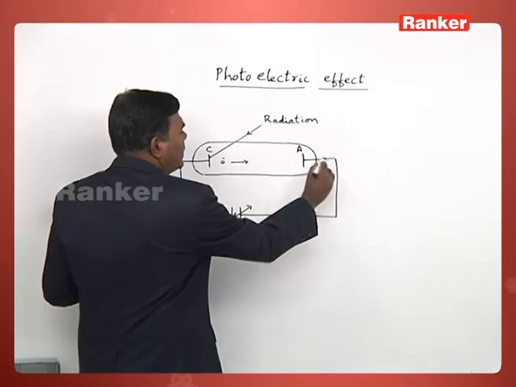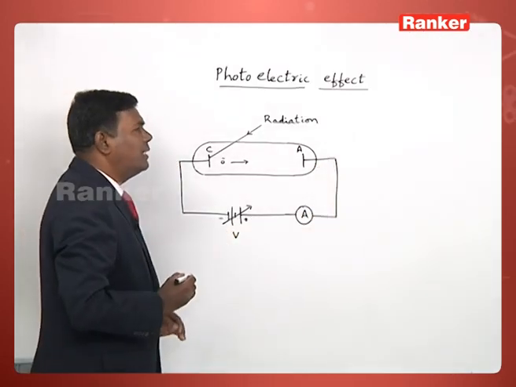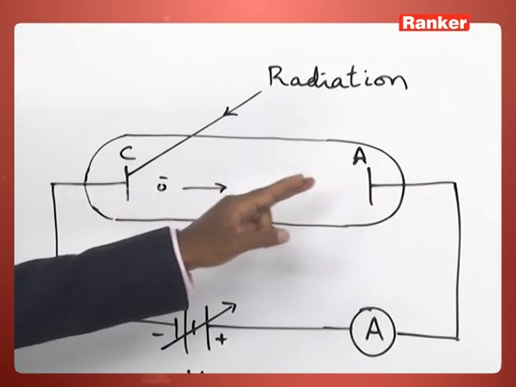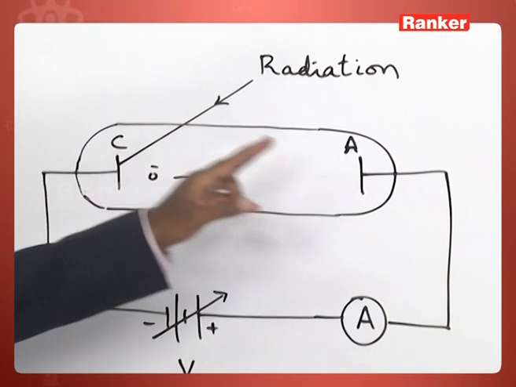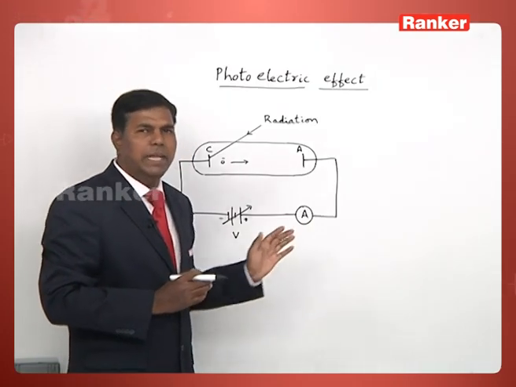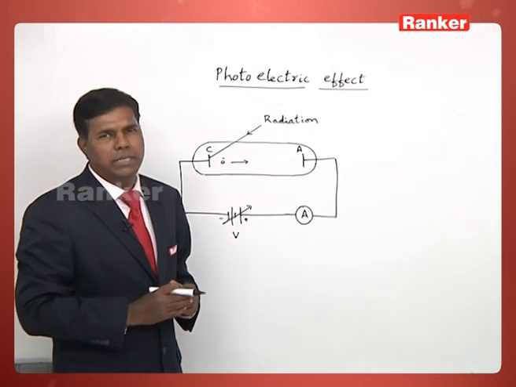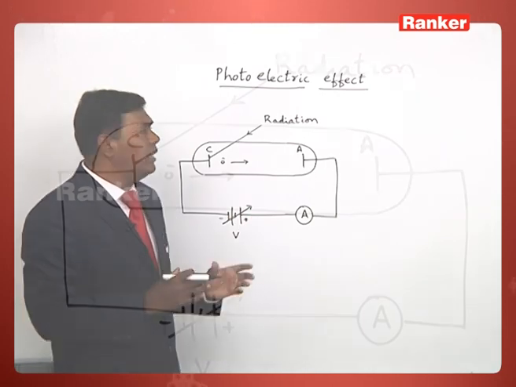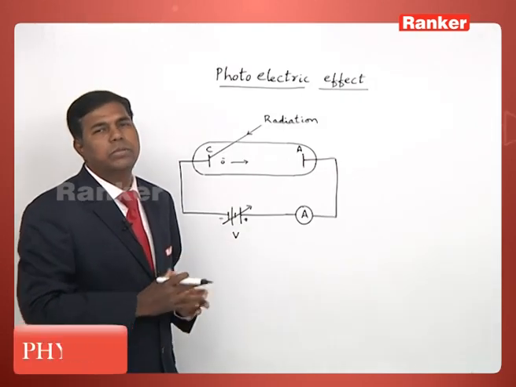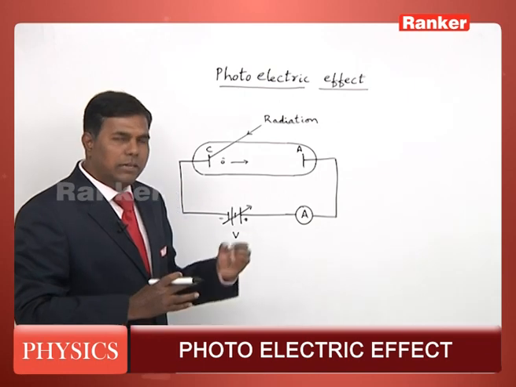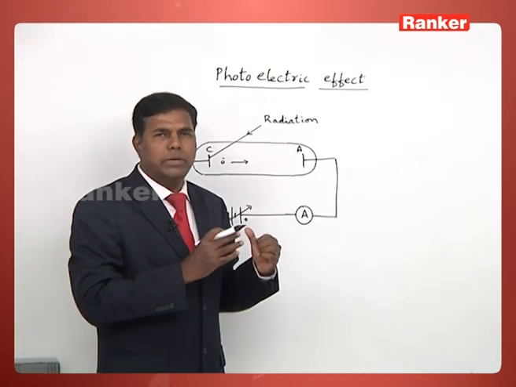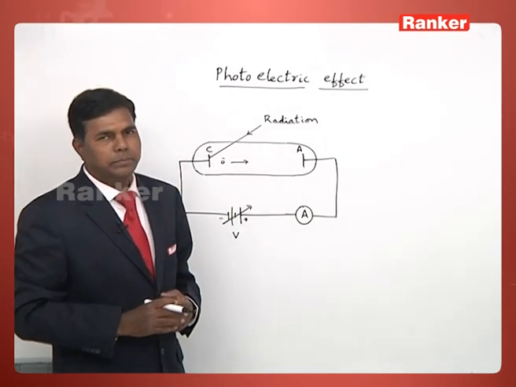You can see this anode is connected to the positive terminal of the battery. The electron is a negatively charged particle, therefore it is attracted towards the anode, and the current flow starts taking place in the circuit, and you can see that from the deflection in the ammeter. So, this current is purely driven by the incident radiation, and that current is known as photocurrent. The electrons emitted are known as photoelectrons, and the current in the circuit is known as photocurrent.